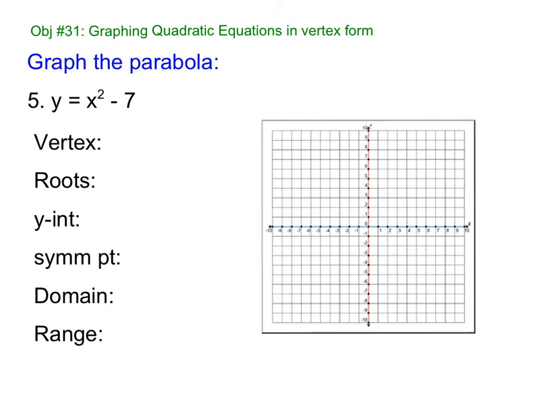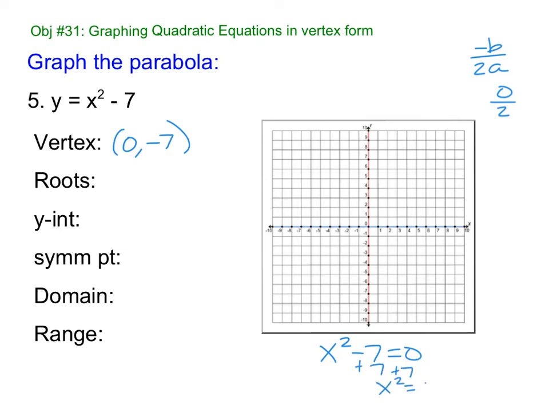All right, little different. This is not factored, so just figure out what is what. If we try to do negative b over 2a, what do we get? There's no b value, so it's just 0. So my vertex is 0, negative 7. X squared minus 7 equals 0. How do we solve that? Well, the easy way is we add 7 both sides. X squared equals 7. Take the square root. X is plus or minus the square root of 7.